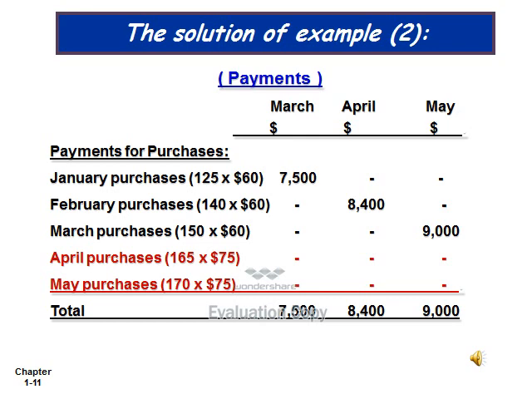In February, the payment for February purchases, 140 units times $60, equals $8,400, which will be paid in April. The payment for March purchases, 150 units times $60, equals $9,000, which will be paid in May. The payments for April and May purchases will not appear in these budgets because they will be paid in June and July. The total payment in March is $7,500, in April $8,400, and in May $9,000.